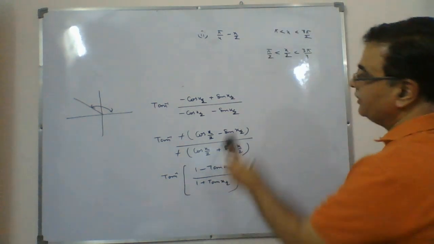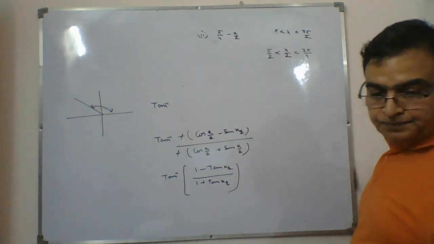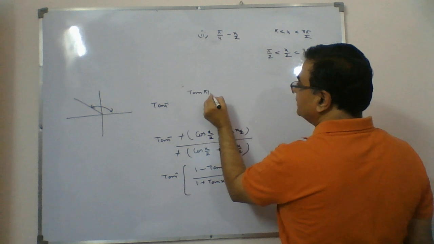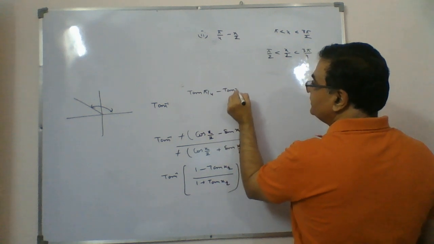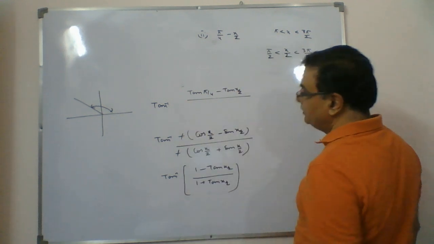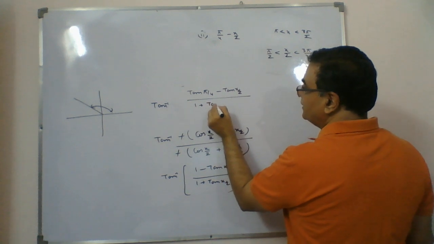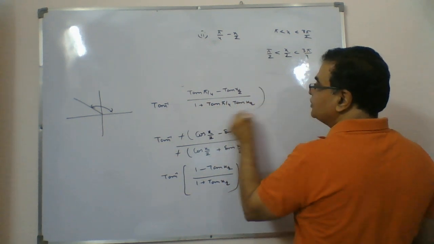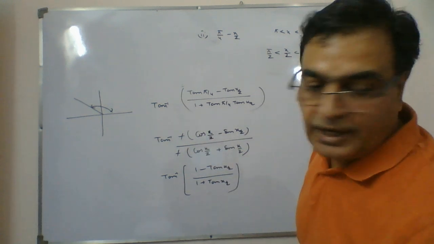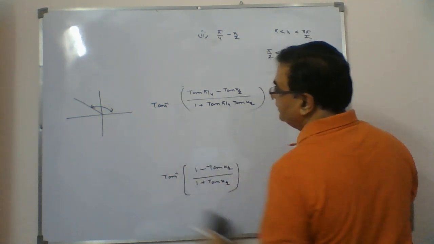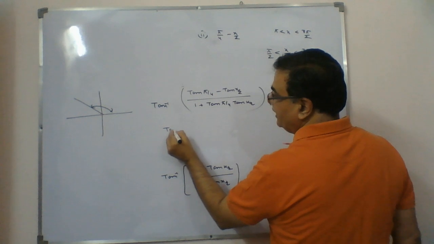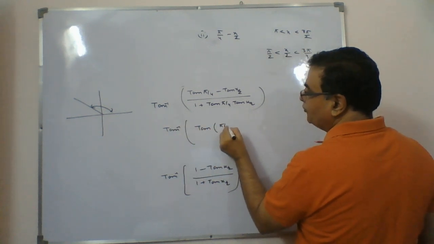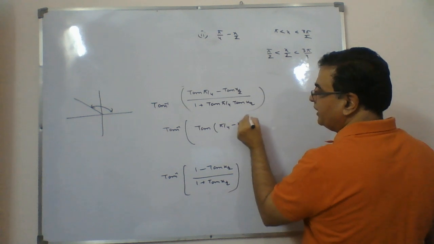And 1 can be written as tan pi by 4 now. So it comes out to be tan pi by 4 minus tan x by 2 divided by 1 plus tan pi by 4 tan x by 2. And now when you solve it further, it comes out to be tan inverse tan of pi by 4 minus x by 2.